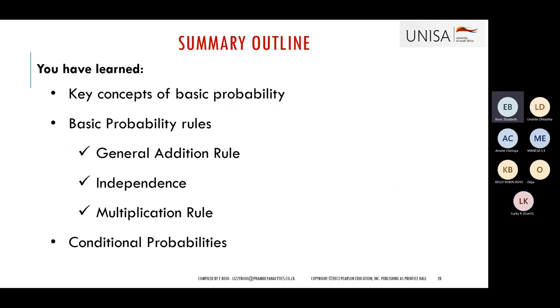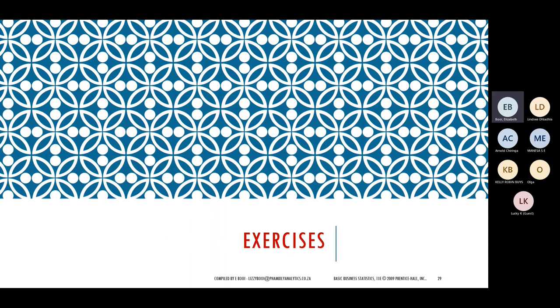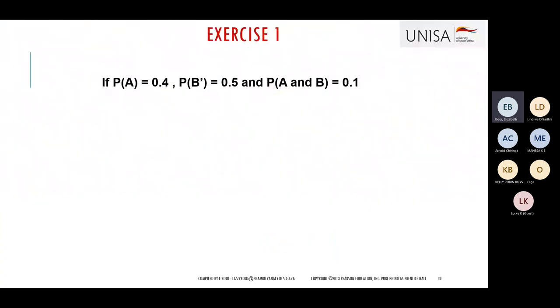So in summary, we've learned the key concepts of basic probabilities. We've learned the rules: the general addition rule, the independence rule, the mutually exclusive rule, conditional probability, the multiplication rule, and so forth, and complement events. Now let's put that into practice by looking at exercises. Yay, we're almost there. Exercises. Here is your exercise, and we will come back to it.